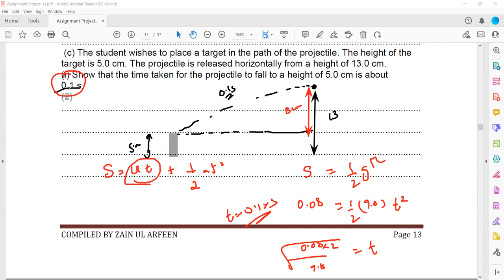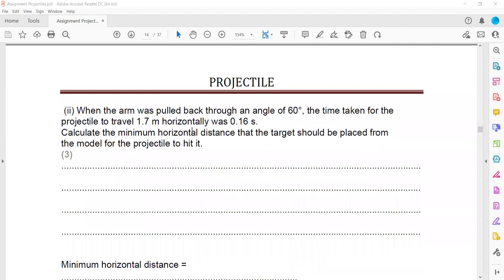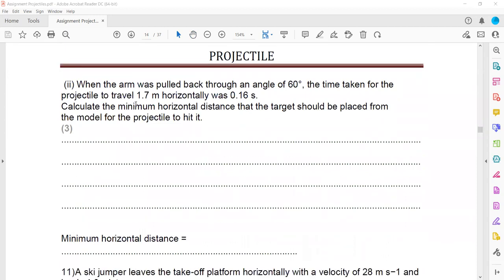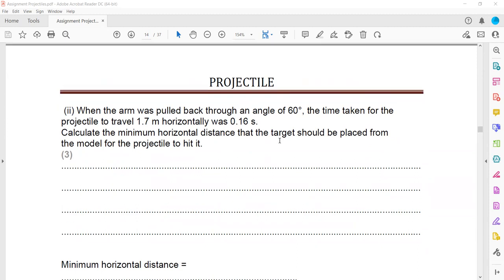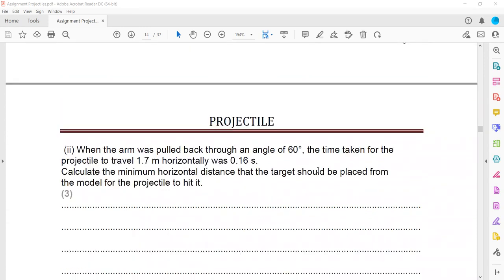Yes, sir. The next part, they ask where we should place the target. When the arm is pulled back at an angle of 60, the time taken for a projectile to travel a horizontal distance of 1.7 meter was 0.16. Calculate the minimum horizontal distance that the target should be placed from the model for a projectile to hit.